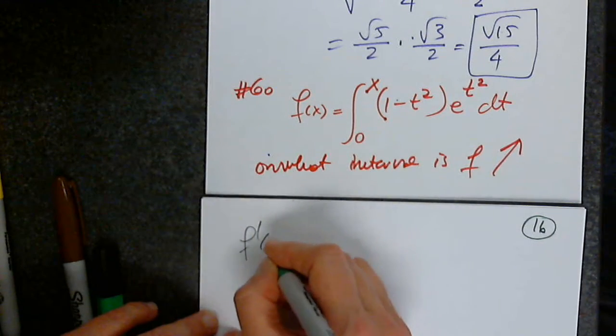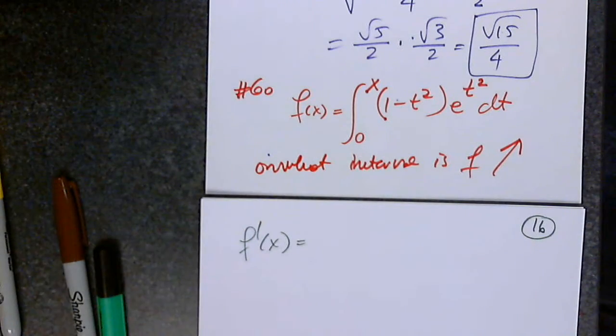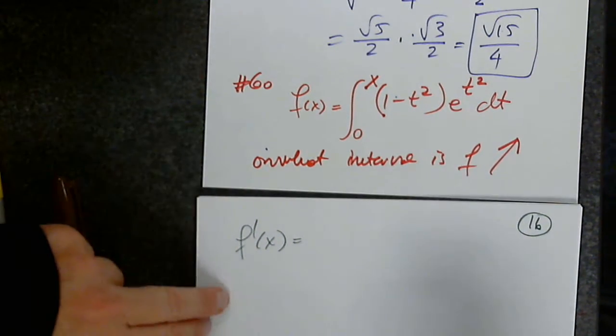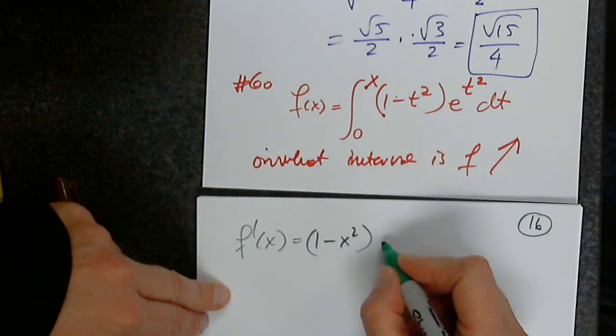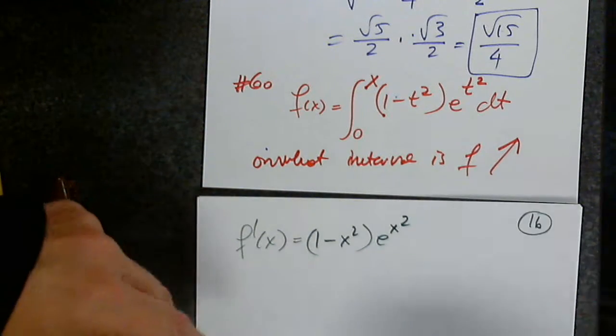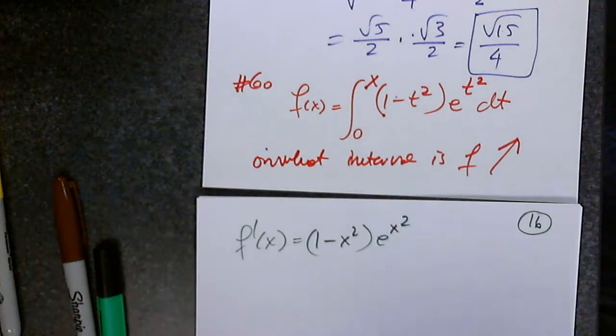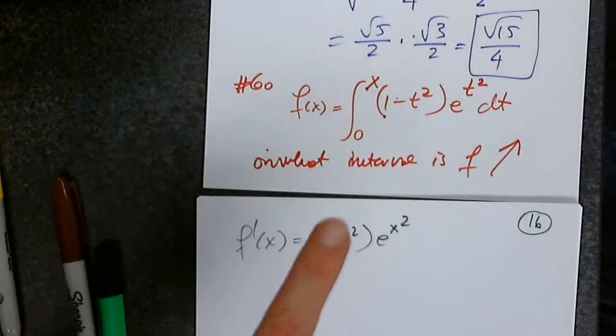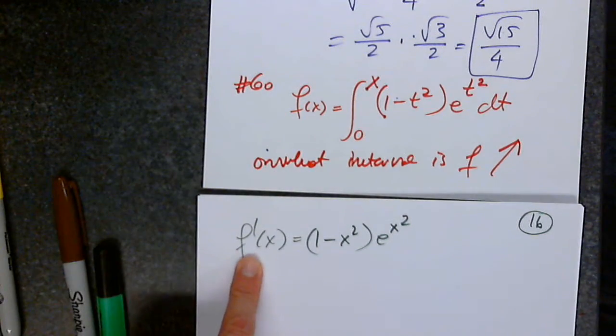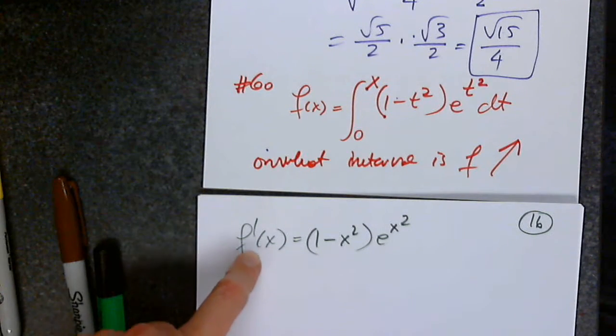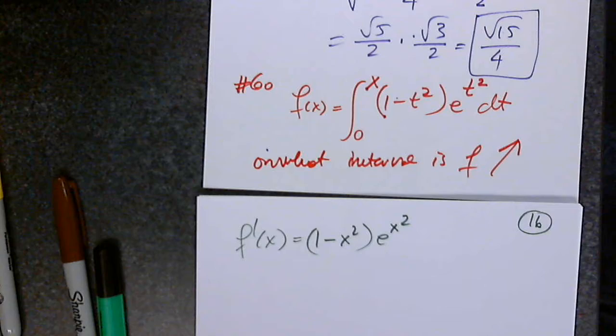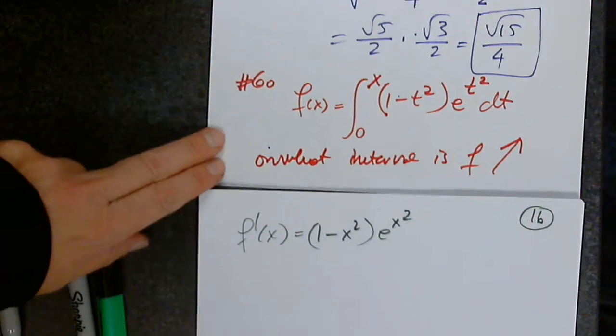Good. Please give me f prime of x. Luckily, the upper limit is x, which means I don't have to multiply by the inner function prime. So 1 minus x squared, very good, times e to x squared, times the inner function prime, which is 1. So I'm asked on what interval f is increasing, which means I have to study the derivative, set it equal to 0, find the critical numbers, study the sign, and then make a conclusion.